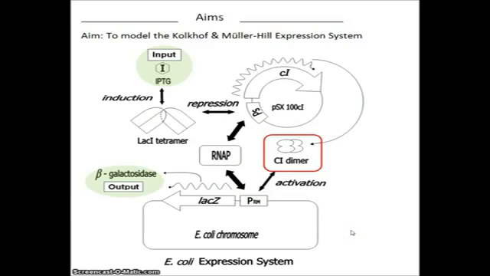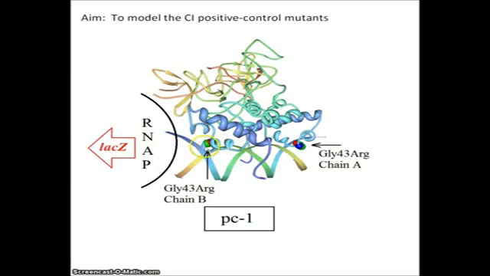Let us remind ourselves of the aim of our simulation. So this is the expression system that we're simulating. In particular, we want to look at the effect of mutations in the C1 dimer and determine parameters relevant to the C1 mutants. So the mutations in the helix-turn-helix region of the dimer have altered their ability to bind to DNA and their ability to activate transcription.